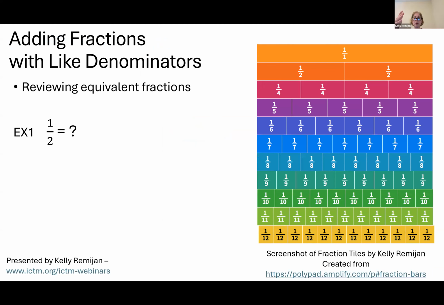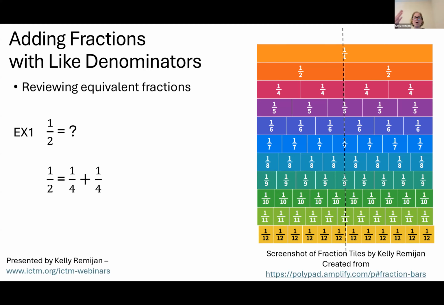Fractions. This is a great tool from Polypad again that is with fraction tiles. And so if you want to add or subtract fractions, whether with the same or unlike denominators, it's important to understand equivalent fractions. And so if you have 1/2, well, 1/2 is equal to 1/4 plus 1/4. You can see when you look at these fraction bars, 1/4 plus 1/4 is directly under 1/2.